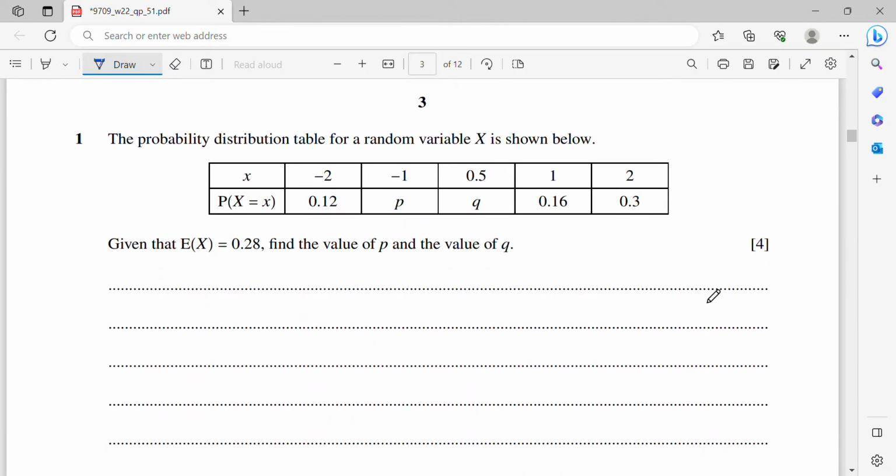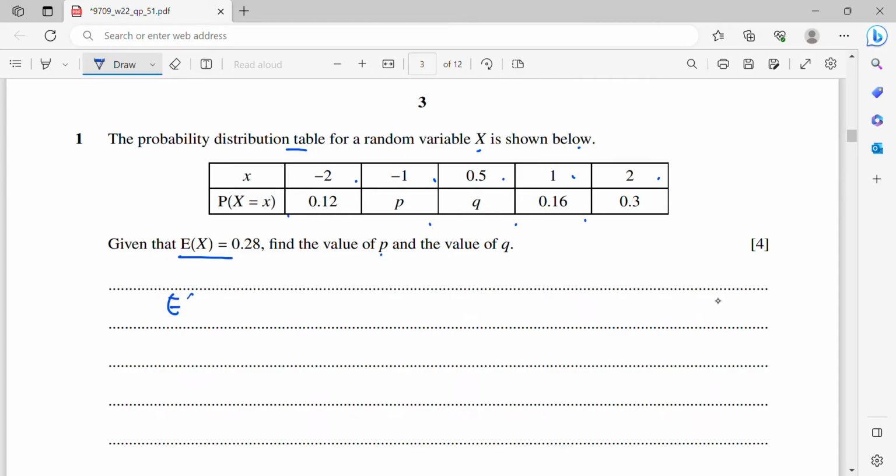Question 1. The probability distribution table for random variable X is shown below. So the X will carry all these values, and then these are the corresponding probabilities. Now, given that E(X) equals 0.28, so the E(X) here means the expected X. Find the value of P and the value of Q.